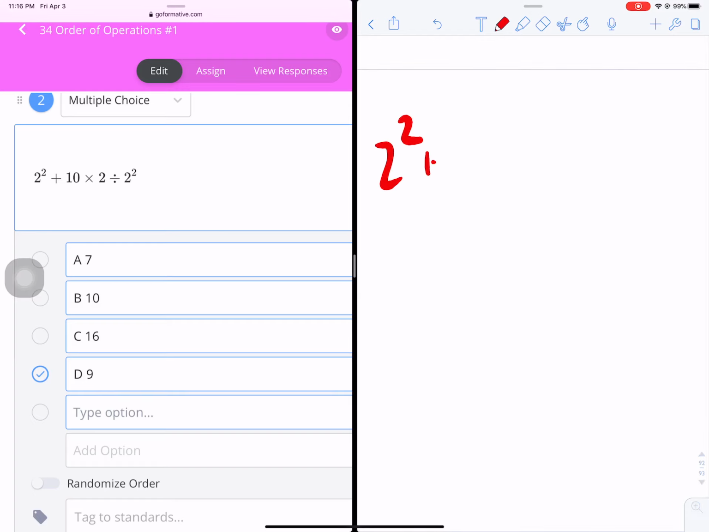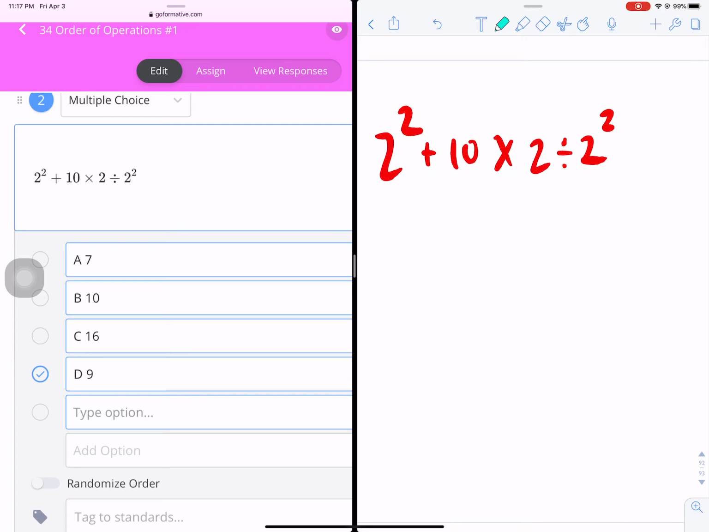2 squared plus 10 times 2 divided by 2 squared. What do we do first? Parentheses. Well, there is no parentheses. Okay, next in command. All right. Exponents. I see 2. I see this one and this one. Which one do we do first? Well, left to right. So let's do the first one first. It's 4. And then let's do the other one.